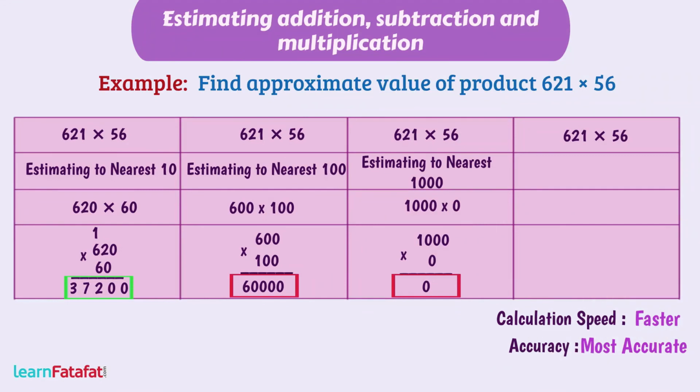For a quicker and more accurate estimate, we should round off 621 to the nearest 100, that is 600, and round off 56 to the nearest 10, that is 60.